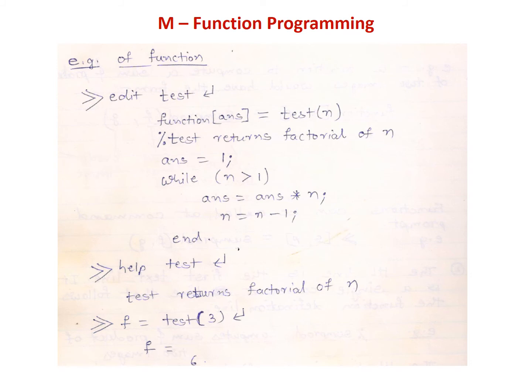Now at the prompt, if you enter the command help test, it displays the help as test returns the factorial of n. And if you enter the command f is equal to test(3), then it will calculate the factorial of n, that is 3, and displays the result as 6.